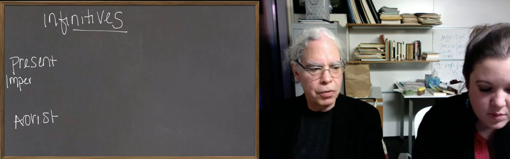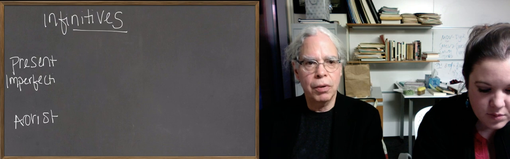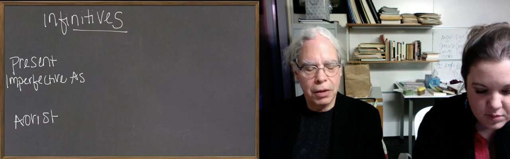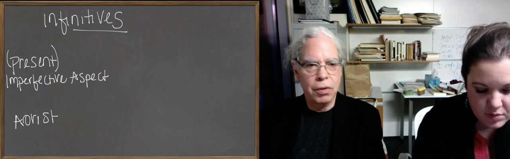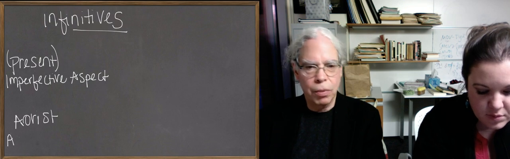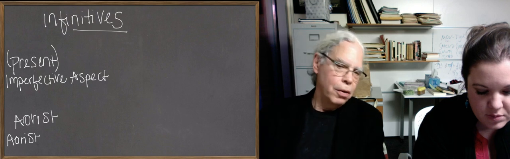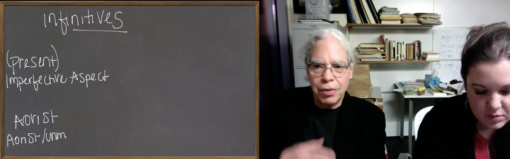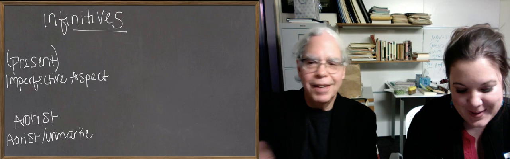And so it's an infinitive that describes an action that's ongoing, whereas the aorist infinitive is the one that doesn't commit as to whether the action is complete or incomplete. Okay, Belisi's moving out of the picture here.